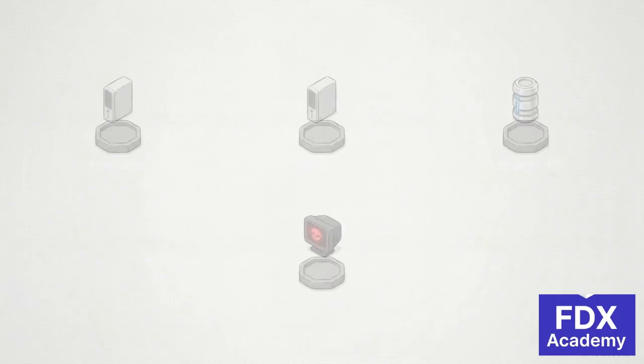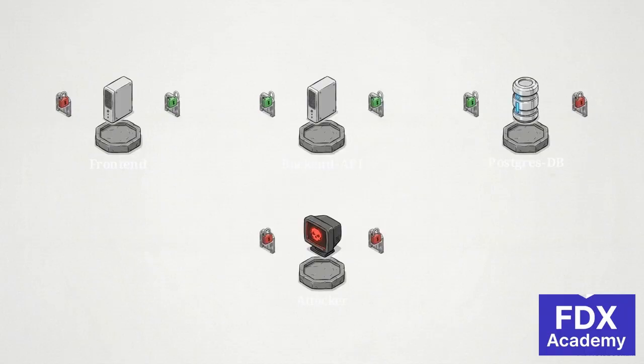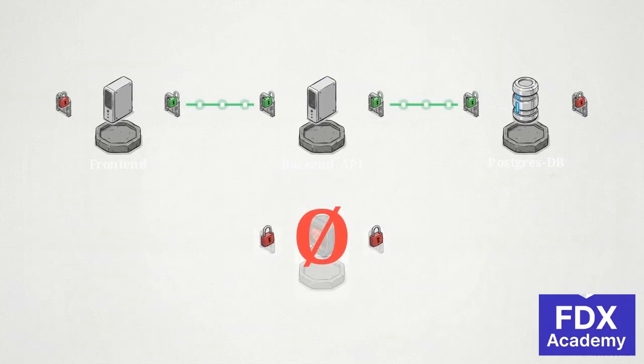This diagram illustrates our final architecture. Data now flows exclusively through this single authorized route, from the front end to the back end and into the database. The attacker pod is completely isolated, unable to communicate with any other resource in the cluster, and entirely neutralized.